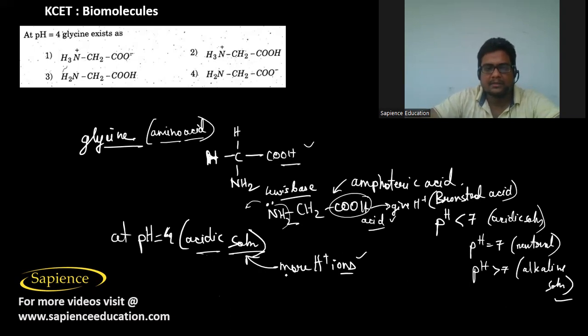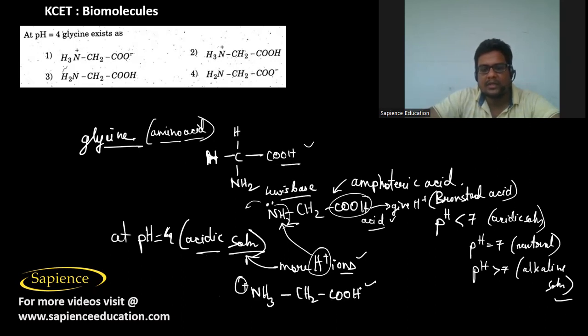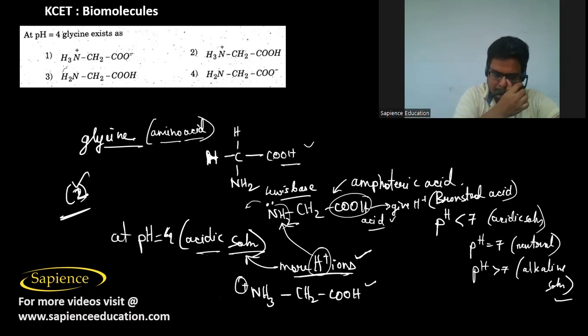So it means H plus ions can attack this NH2, then it can form NH3 plus ion and CH2 and COH. So in excess amount of H plus ions, it will form NH3 plus CH2 COH only. So hence option 1 is the, no, option 2 is the correct answer.